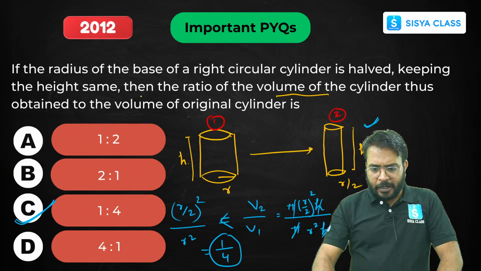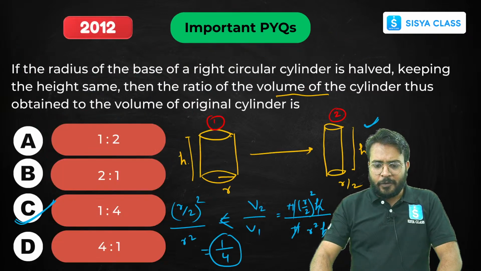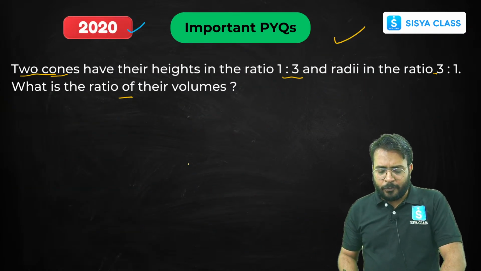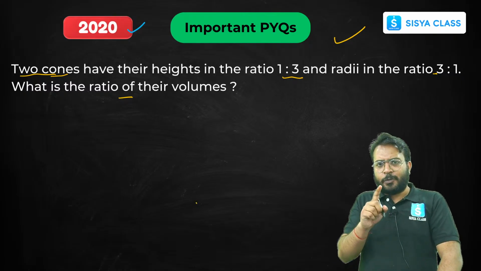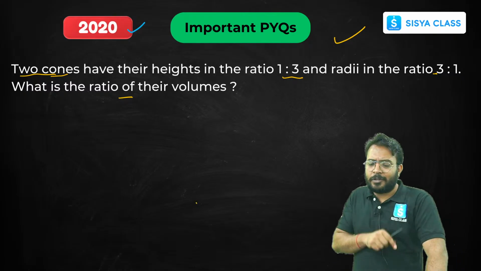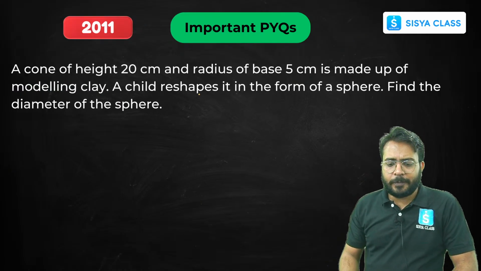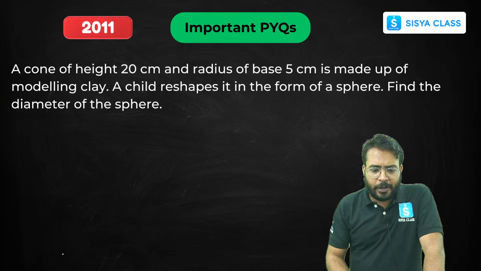I hope we have solved the same question in the important questions. We have discussed the same question. The answer was, I think, 1:3 or 3:1. In the starting itself, we have solved this question, in the important question part. Now, 2011, what does the question say?